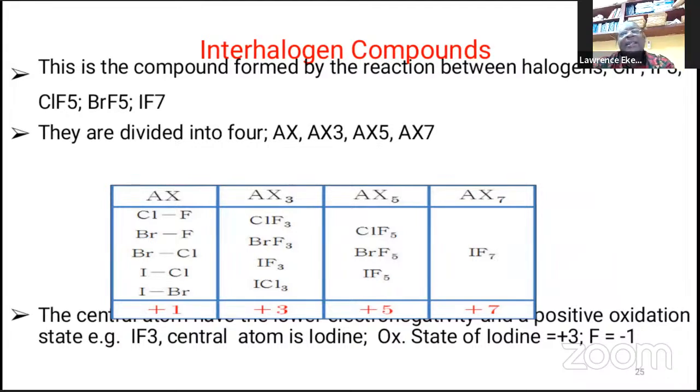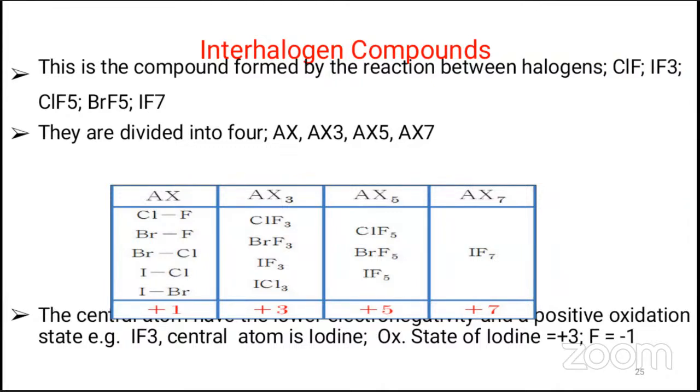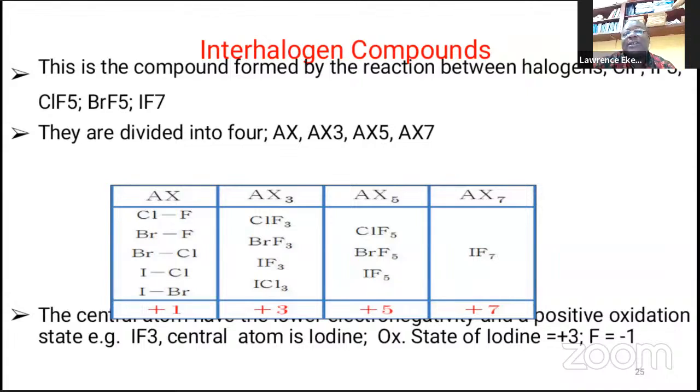Then lastly for today is the interhalogen compounds. We're talking about the compounds that exist between the halogens when they react with each other, the kinds of compounds that are formed. There are four major classes of interhalogen compounds formed when they interact with each other, and this is also determined by the oxidation states. They can react with each other to form oxidation state +1, oxidation state +3, oxidation state +5, and oxidation state +7.